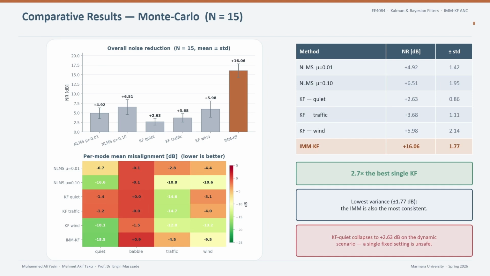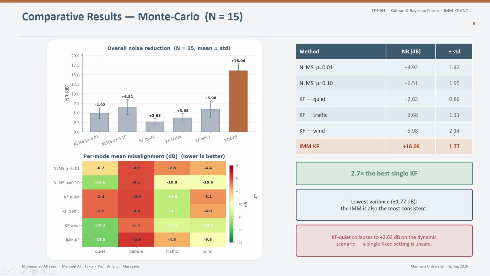Now the IMM-KF. 16.06 decibels. That's 2.7 times the best single filter, and with a standard deviation of 1.8, it's also the most consistent. One honest caveat on that number: these are controlled synthetic blends. So a real device with path estimation error and microphone noise would see somewhat less in absolute terms. But the part that matters, the relative 2.7 times margin over any fixed filter, is exactly what carries over to hardware. The bottom panel is per-mode misalignment.